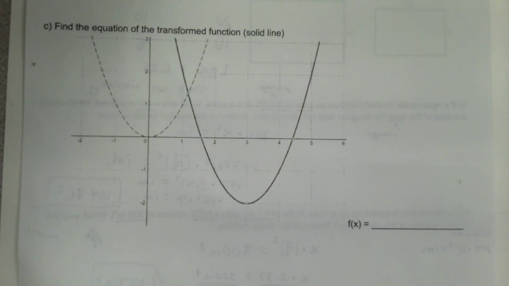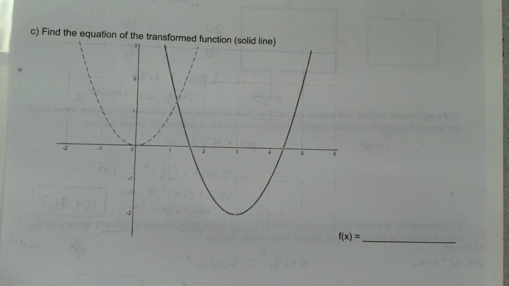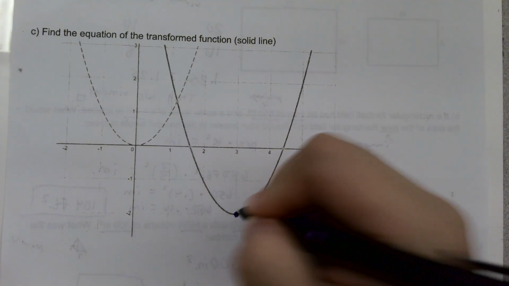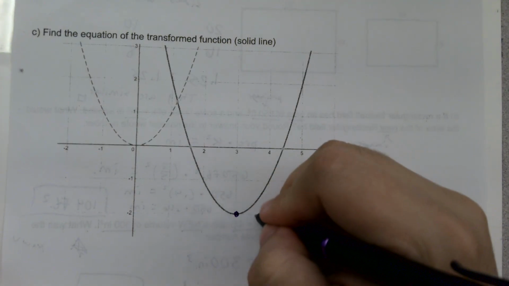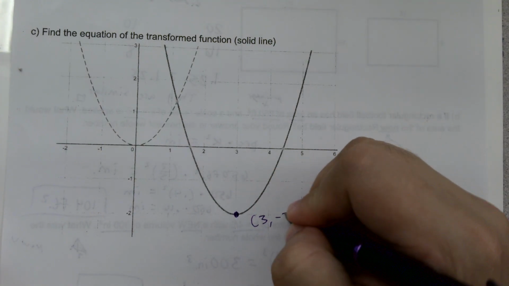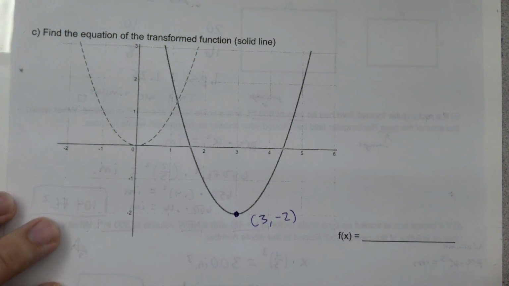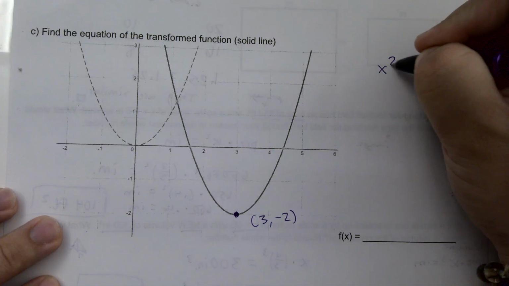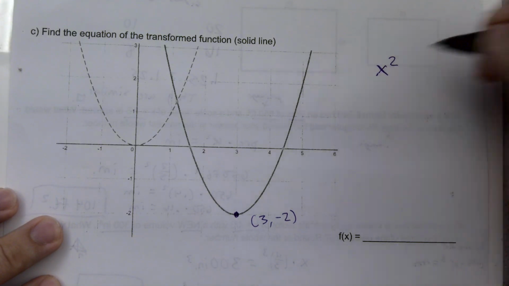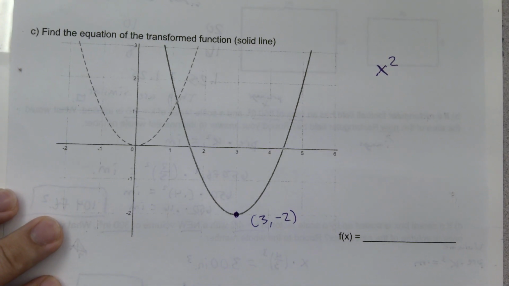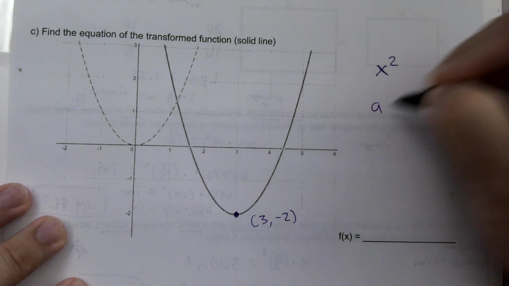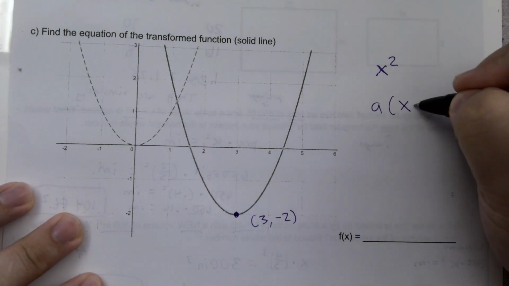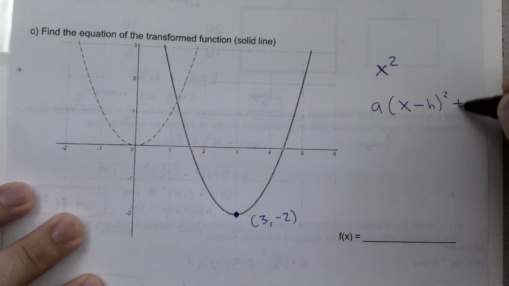Now to find the equation of the transformed function, first you have to find where the vertex is. The vertex is at 3, -2. What type of function is the parent function? It's a quadratic. So it better have an exponent of 2 somewhere in your function. Again, you're just going to plug it into your general form, which is a times x minus h squared plus k.